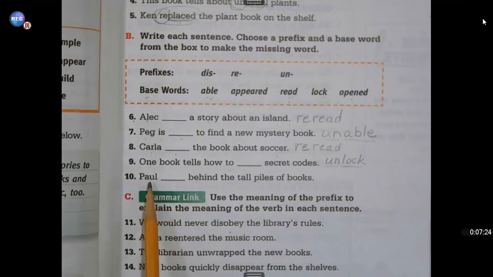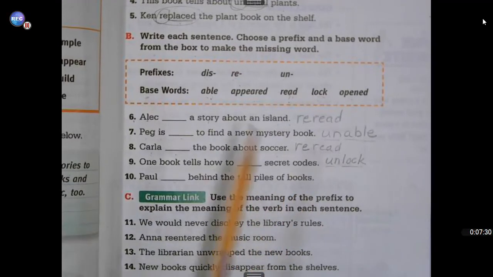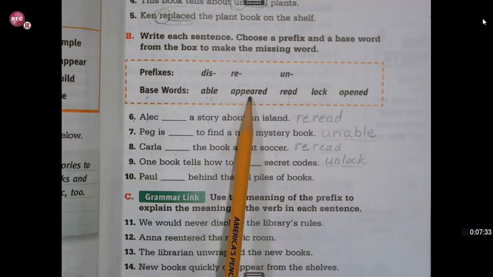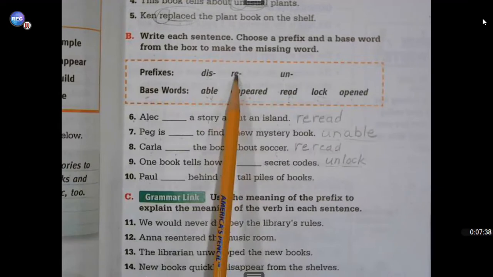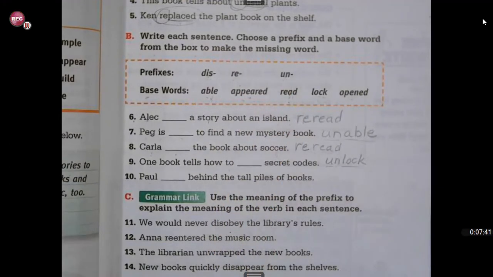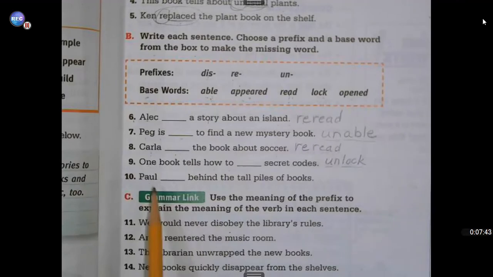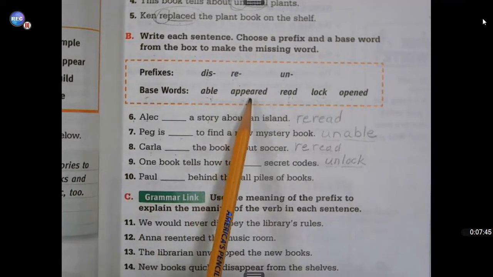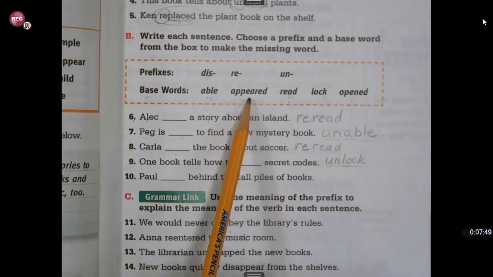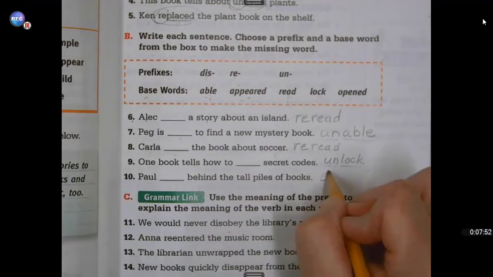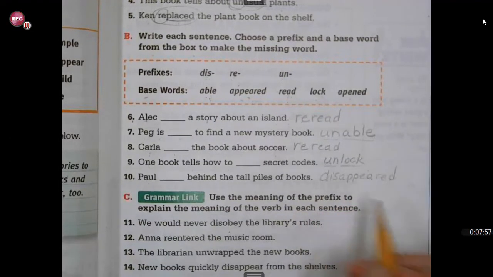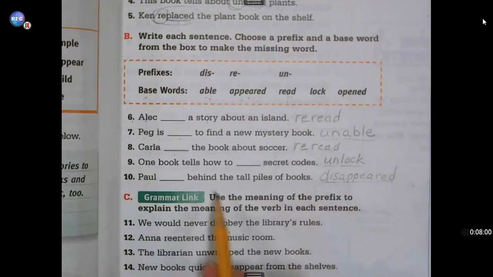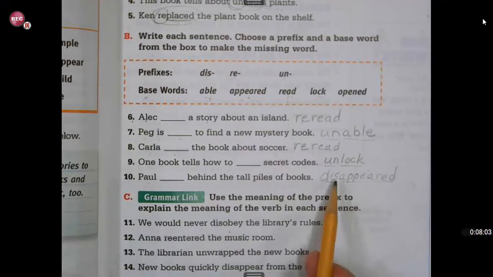Number 10, Paul blank behind the tall piles of books. So in this case, he would have to appear or not appear, reappeared, or unappeared. So it depends on how you want to use it. I know that if I had a tall pile of books that I would kind of disappear so that I would get lost looking for new books. So I'm going to put that Paul disappeared behind the tall piles of books. That means he's not appearing.